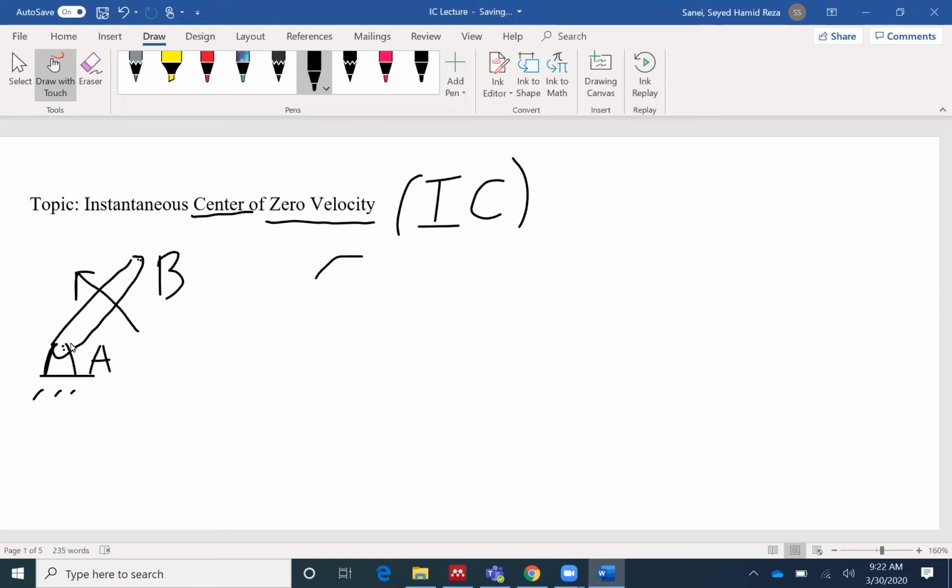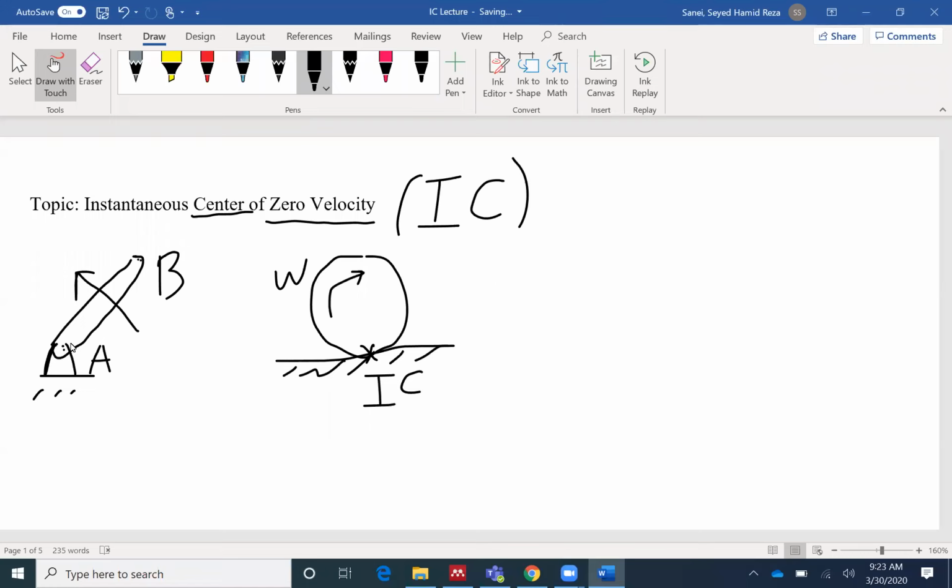Now think about a disk that is rolling on the ground with a given angular velocity of omega. What would be IC for this disk, for this rigid body? What would be the center of zero velocity? A center that the velocity would be zero at that point. It would be the point of contact here. So that would be our IC, center of zero velocity.